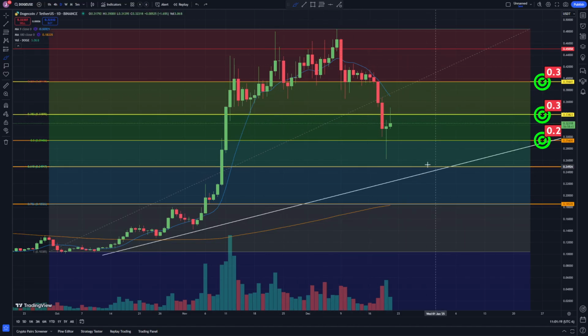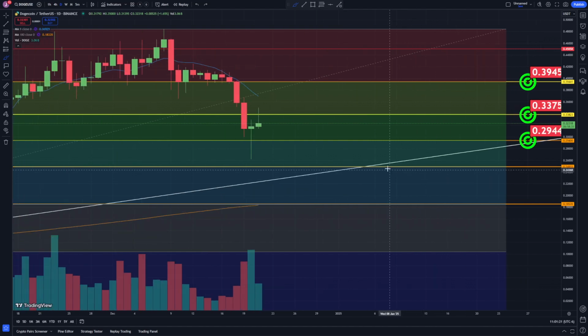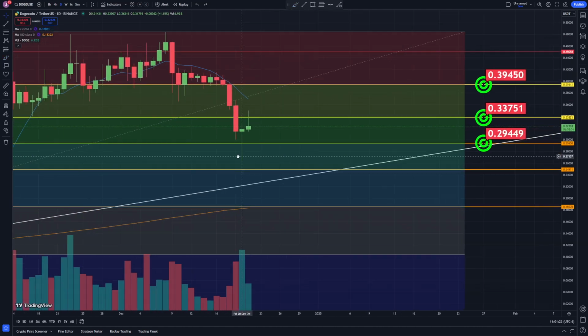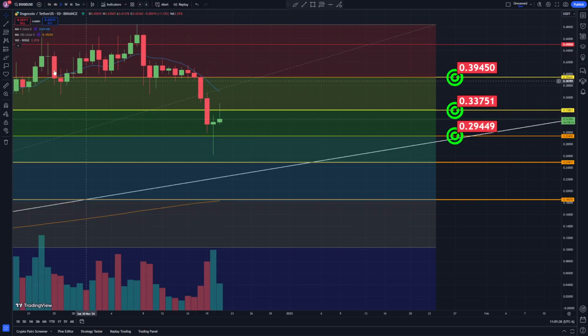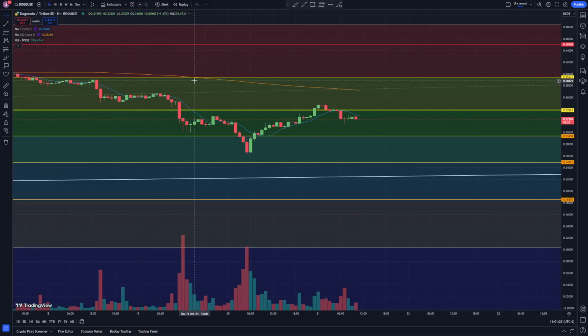So yeah, about my limit orders, I'm trying to accumulate right now. That's kind of the name of the game right now. I was kind of hesitant to even take this trade, but we'll see what happens.